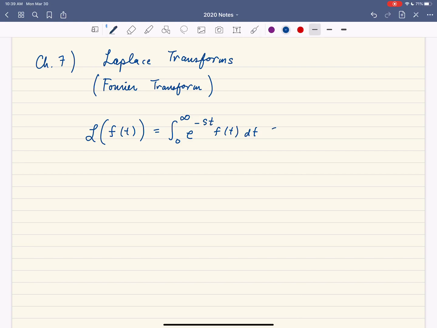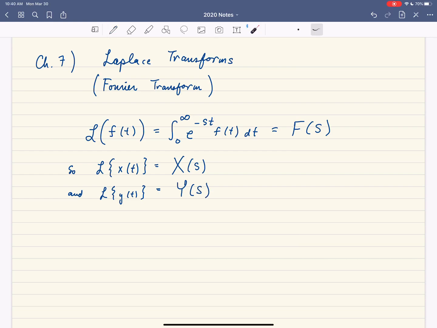Our convention is that we use the lowercase letter for the input function of t, so little f of t, and then the transform is going to be capital F of s. Similarly, if I were to have the Laplace transform of little x of t, you will get capital X of s, and if I were to have the Laplace transform of, say, little y of t, you will get capital Y of s.